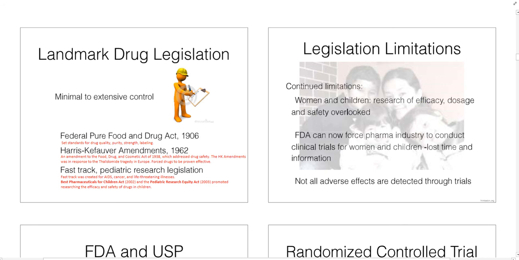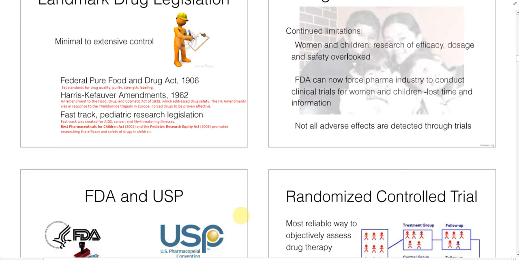So the research of efficacy, dosage, and safety are often overlooked. The FDA now can force pharma industries to do clinical trials specifically for women and children because we don't know how exactly they interact with women and children compared to men, and men have always, for whatever reason, been the ones doing this. And not all adverse effects, unfortunately, are detected through trials. So, unfortunately, we have to go through and see it firsthand.